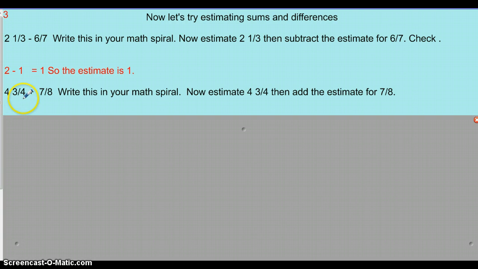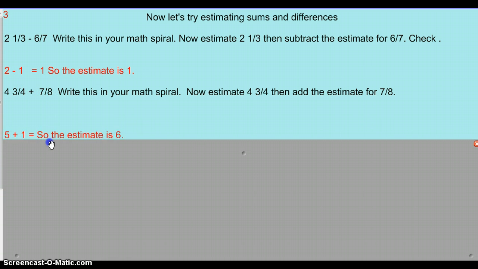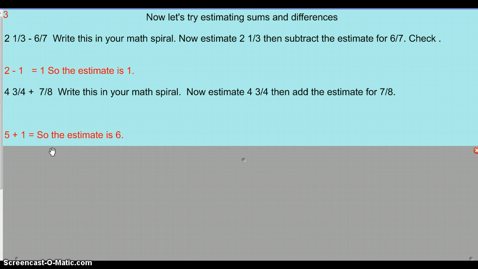Let's see. 4 3/4, well, that's almost 5, plus 1. Because 7/8 is really close to 8/8, which is 1. So 5 plus 1 will give me 6. So the estimate is 6.